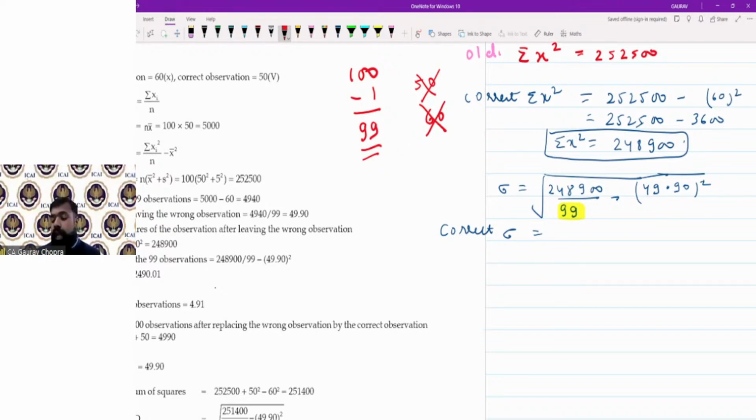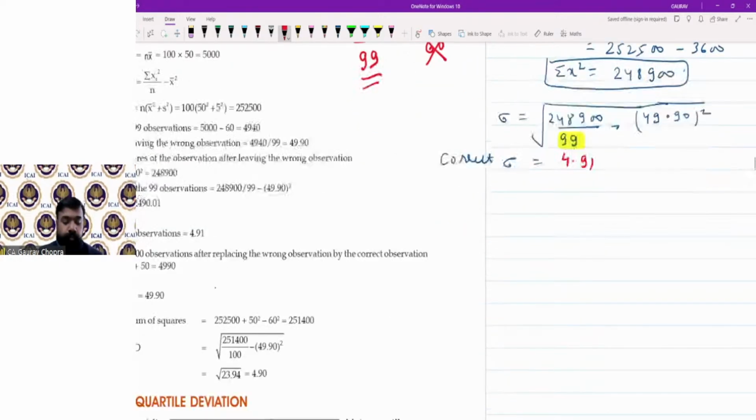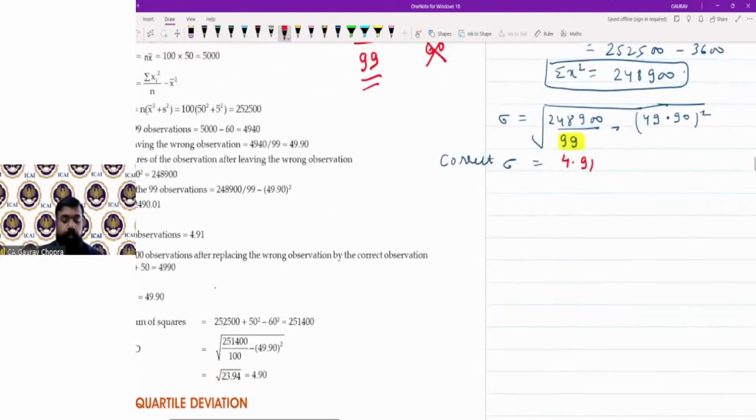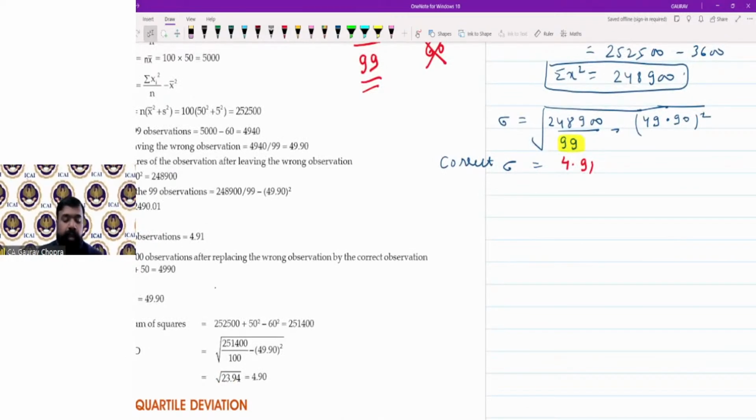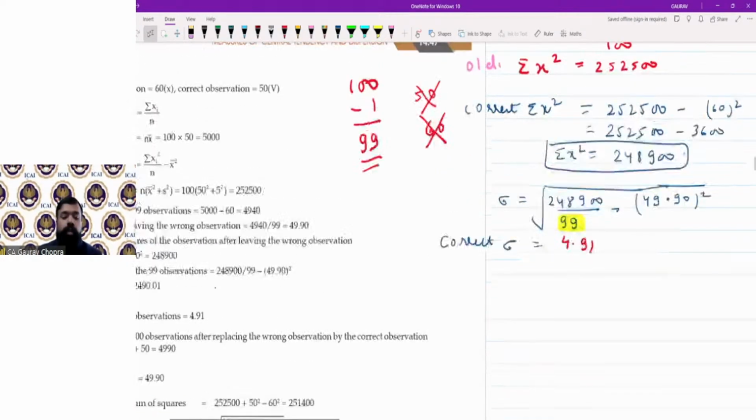So sigma x square upon 99 minus x bar whole square. The final answer which we are getting is 4.91. So Mahima and Shreya have given the answer. So 4.91 is the final result. This is basically the first part.